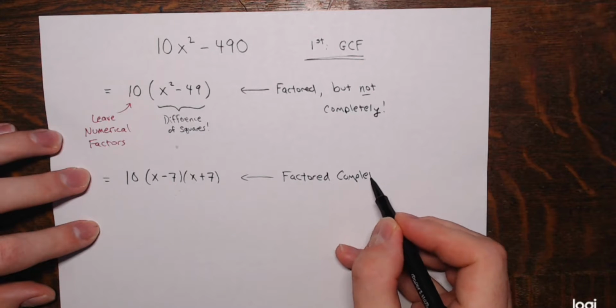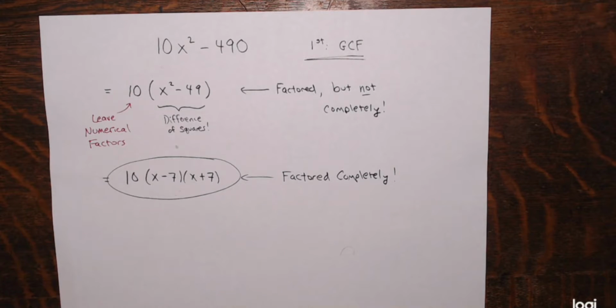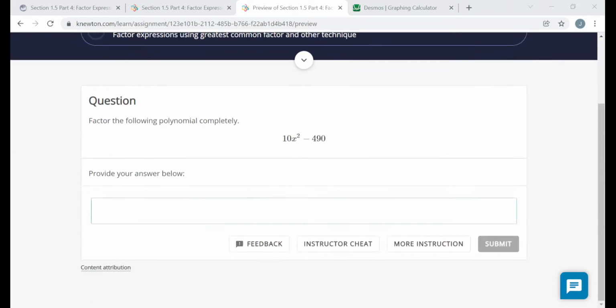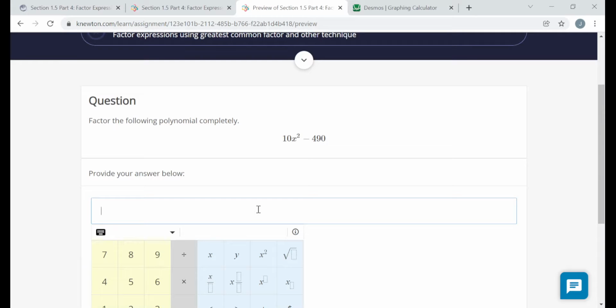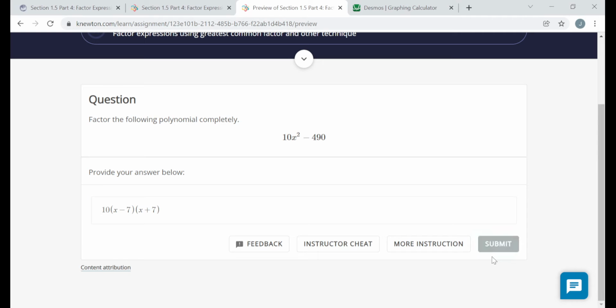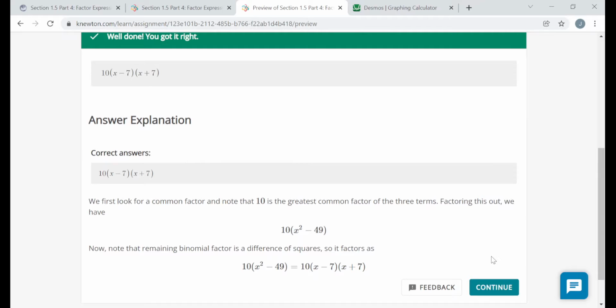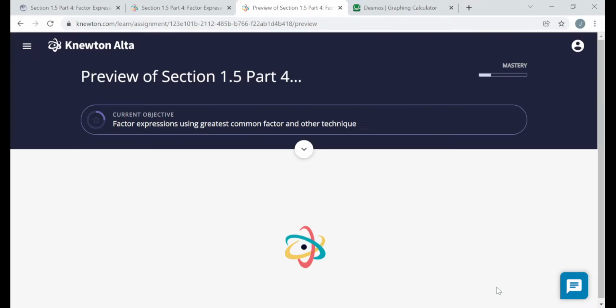All right, so this is what I'm going to enter in my assignment. Back here we got 10 times the quantity x minus 7 is another factor, and then times x plus 7. And submit, and hooray, we got it right. And again, please read through the answer explanations. And let's move on.